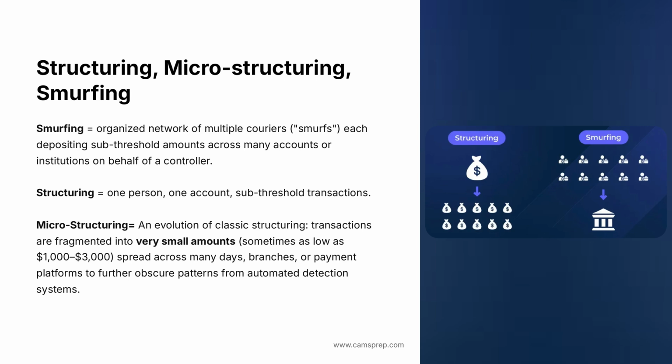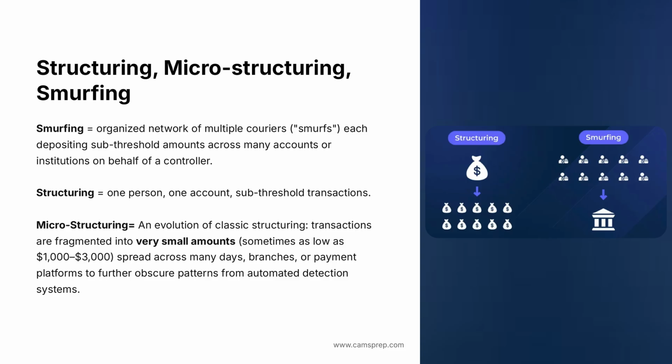Let's start with structuring, microstructuring, and smurfing, and the critical distinction between them. Structuring is when one person makes multiple sub-threshold deposits into one or more accounts to avoid triggering a reporting requirement. Smurfing scales this up. An organized network of couriers, called Smurfs, each deposit sub-threshold amounts across many accounts or institutions on behalf of a controller.